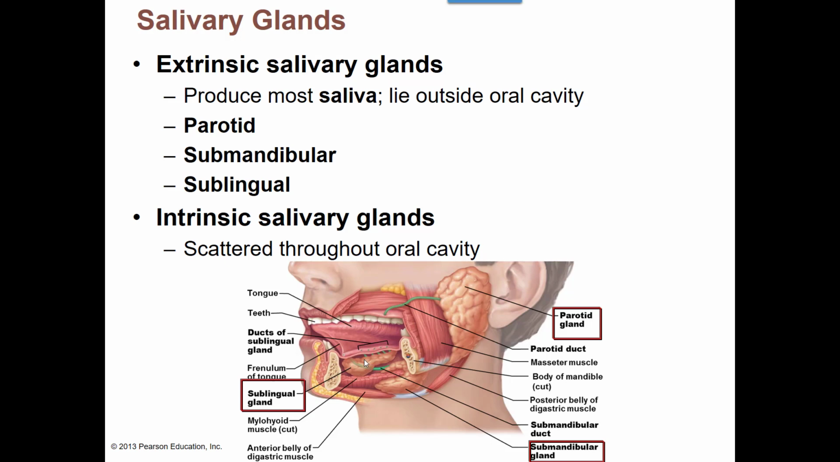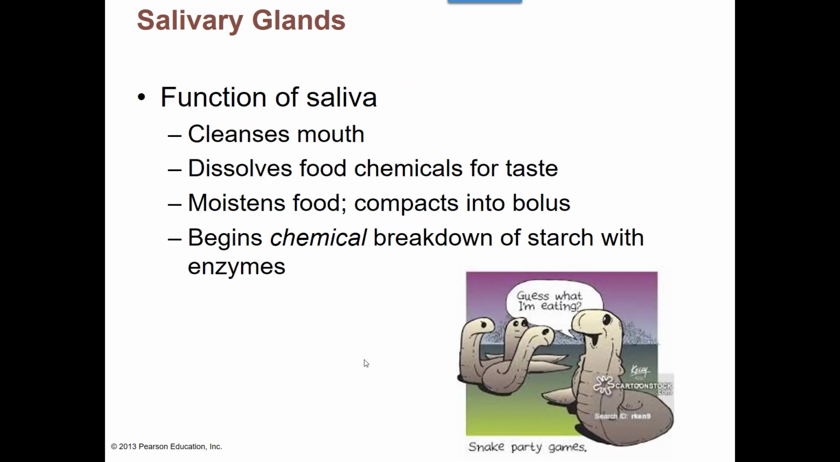And so the functions of saliva, well, it's to cleanse the mouth. It's to help dissolve food chemicals for taste. So right away your saliva is breaking some foods down just for taste. It's not full breakdown, full digestion, but it is dissolving some of the food chemicals for taste. And it's moistening food, it's helping compact it into that food bolus, and it does start to begin chemical digestion. So some chemical digestion happens in the mouth with your salivary glands, with that saliva.